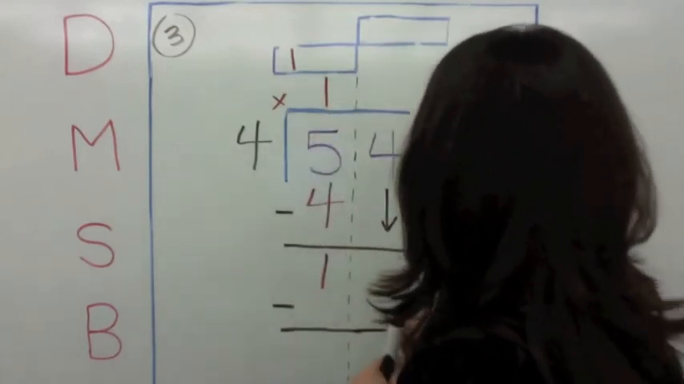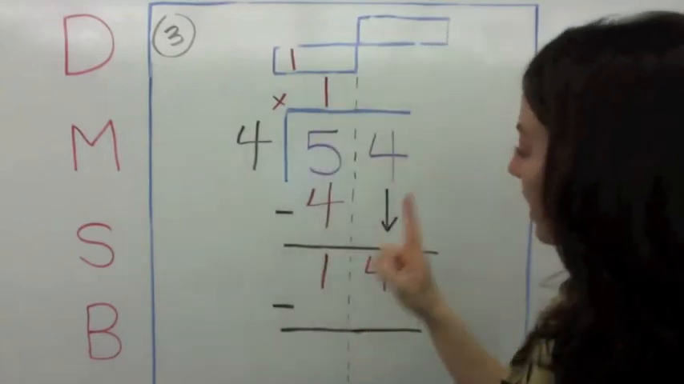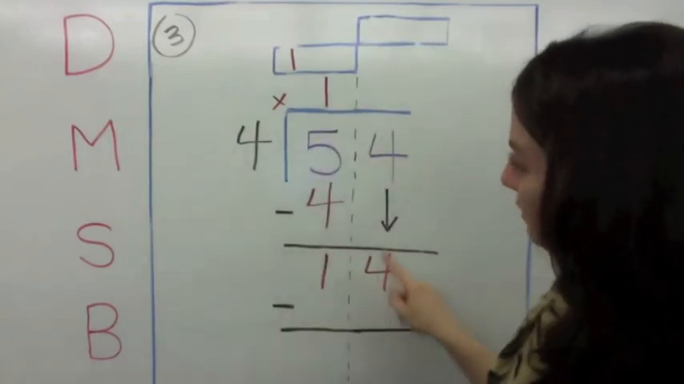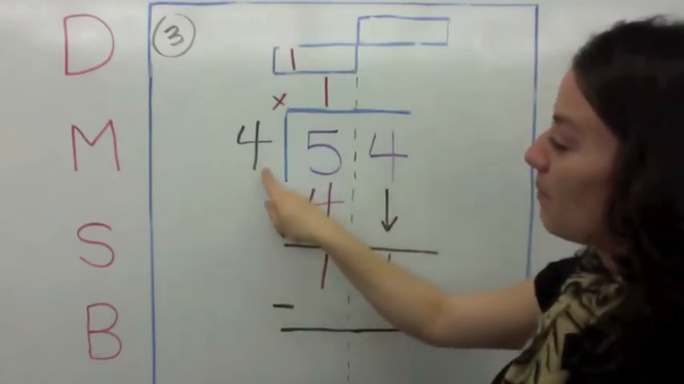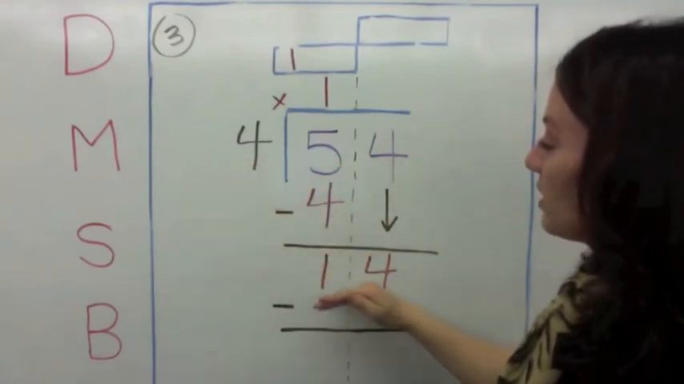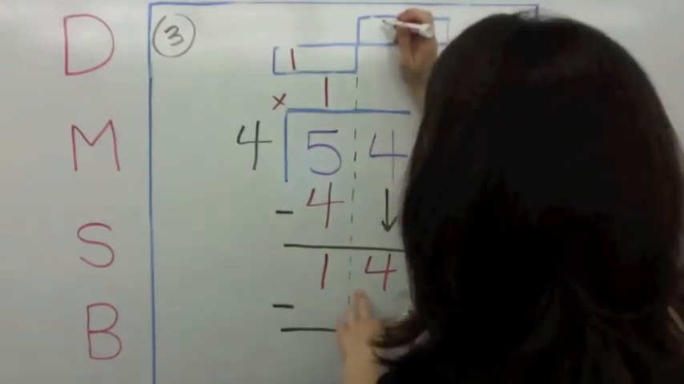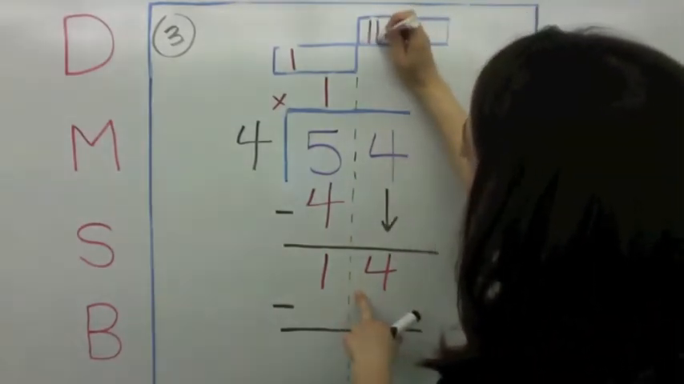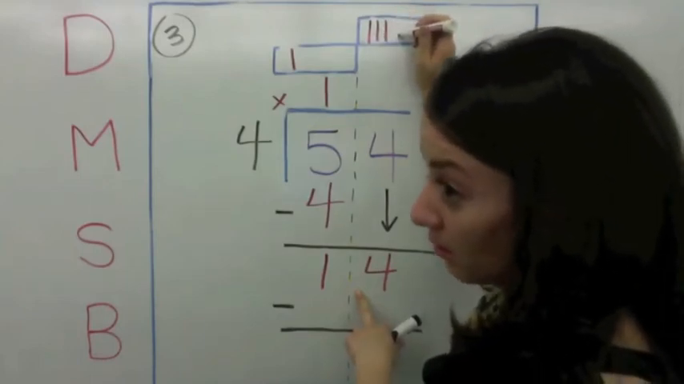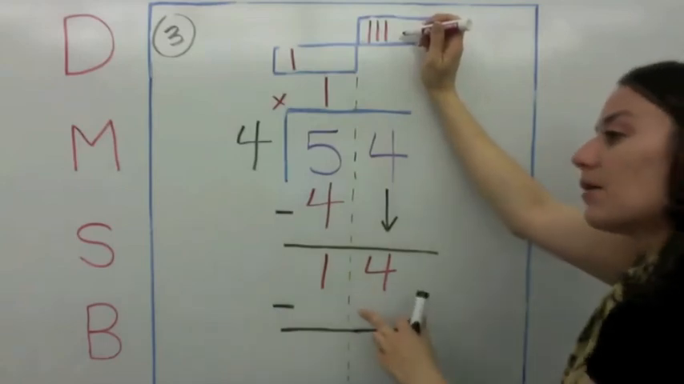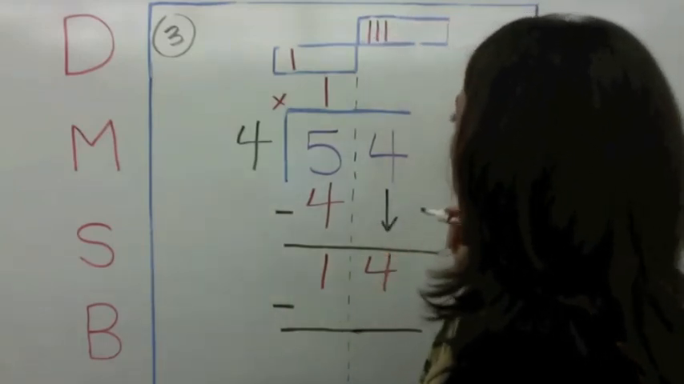And now we're going to divide 14 divided by 4. Okay? How many times can I skip count by 4 to get to 14? So I'm going to skip count up here by 4 to get to 14. I'm going to say 4, 8, 12. What would come next? 16, right? But 16 is bigger than 14, so you don't go that far. You just skip count 3 times.